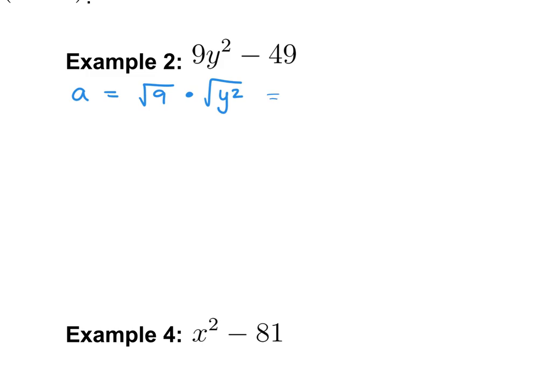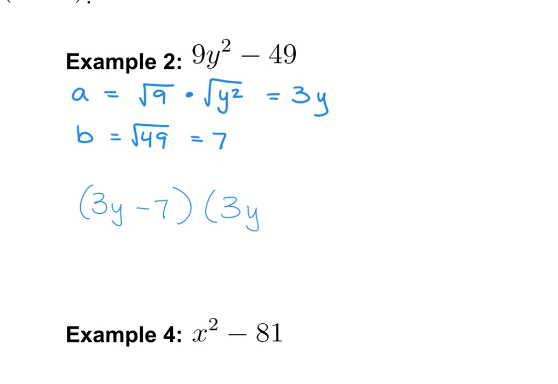The square root of 9 is 3, and the square root of y squared, the square root and the square eliminate, and I'm left with just y. For b, I'm going to take the square root of 49, which I know is 7. That's going to leave me with 3y and 7, so I'm going to put those in. I'll have 3y minus 7 and 3y plus 7.